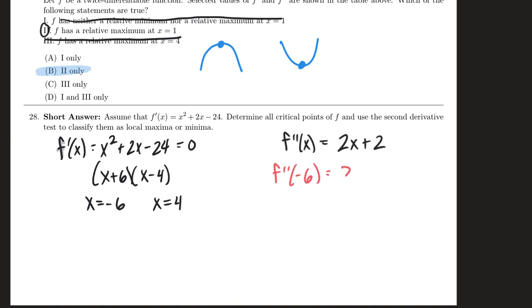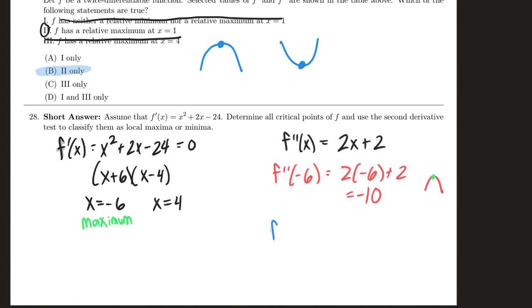It's going to be negative 12 plus 2 is 10. No, sorry, negative 10. All right, so my second derivative is negative, which means that it is concave down, which means this is going to be a maximum. So whenever I have a max or a min, concave down tells me it's a maximum.